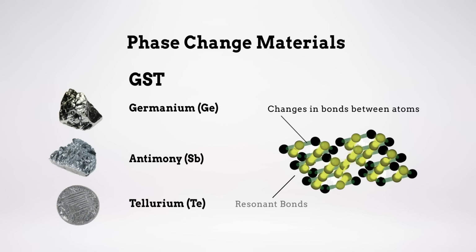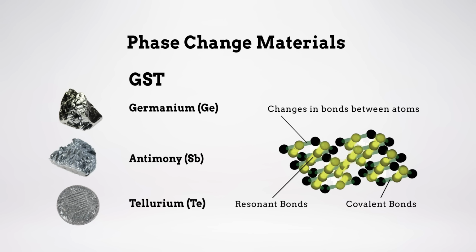Specifically, resonant bonds, in which electrons participate in several neighboring bonds, influence the material's electro-optical properties, whereas covalent bonds, in which electrons are shared between only two atoms, influence its lattice structure.